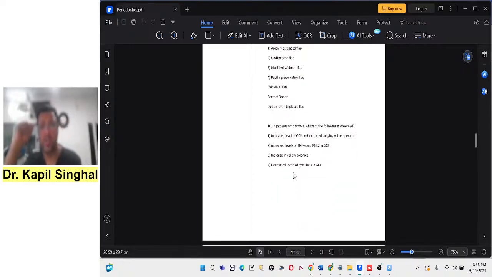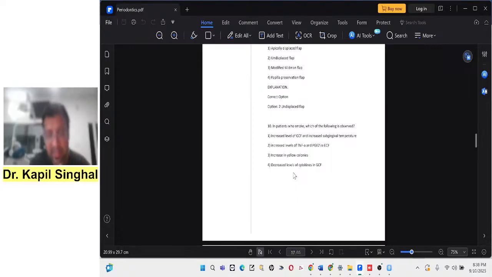If he asks for 1 or 3, it is for apically displaced and modified Widman flap. Next question. In a patient who smokes, which of the following is observed? Please remember, the first option is increased level of GCF and increased subgingival temperature. This is partially correct because in smokers there is a transient increase in GCF. Initially there is a slight increase. So this option is partially correct. I'll see if I have a better option.